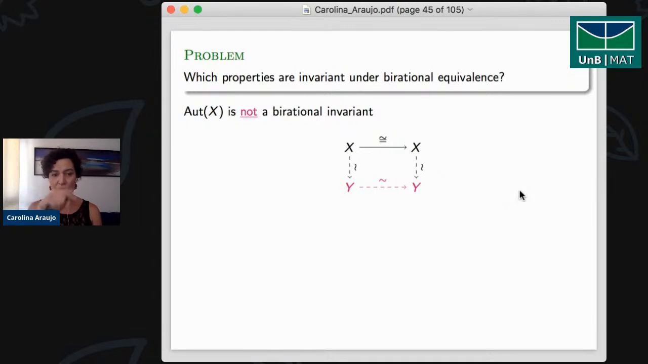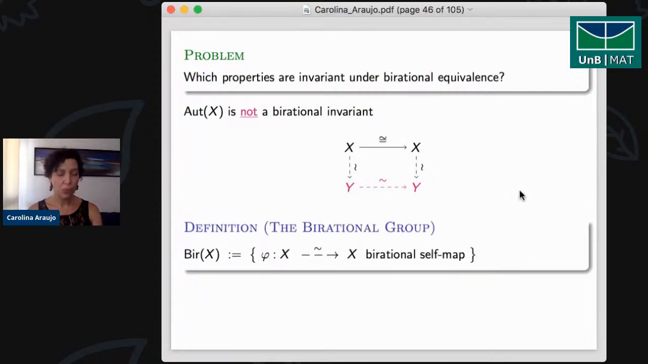If you just take the composition, if you go around the diagram, you will see that this automorphism of X will not induce an automorphism of Y. Rather, it will induce a birational self-map of Y. And so the automorphism group is not an invariant under birational equivalence. However, the birational group is an invariant. The birational group of a given variety X is just the group of birational self-maps of X under composition.